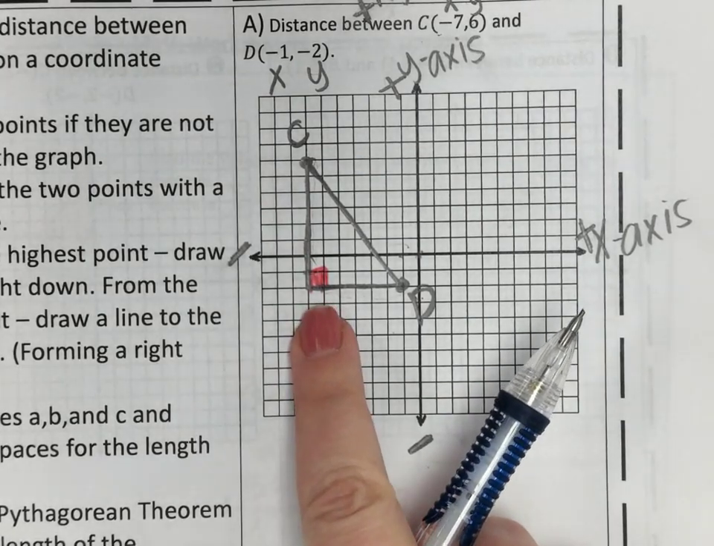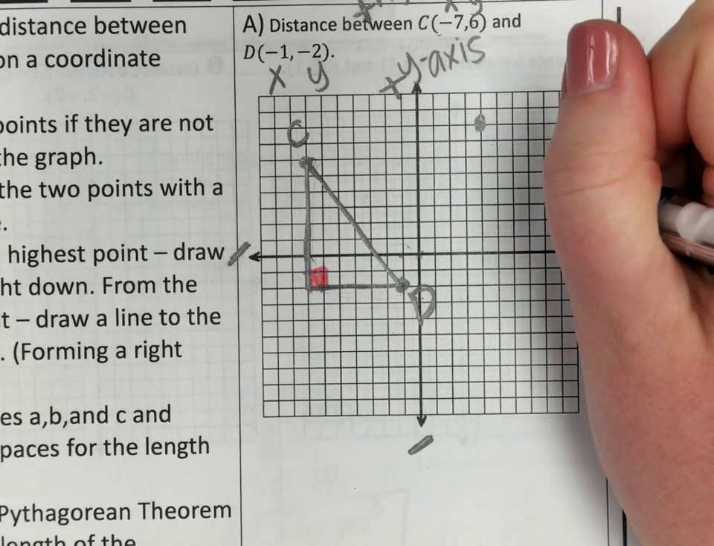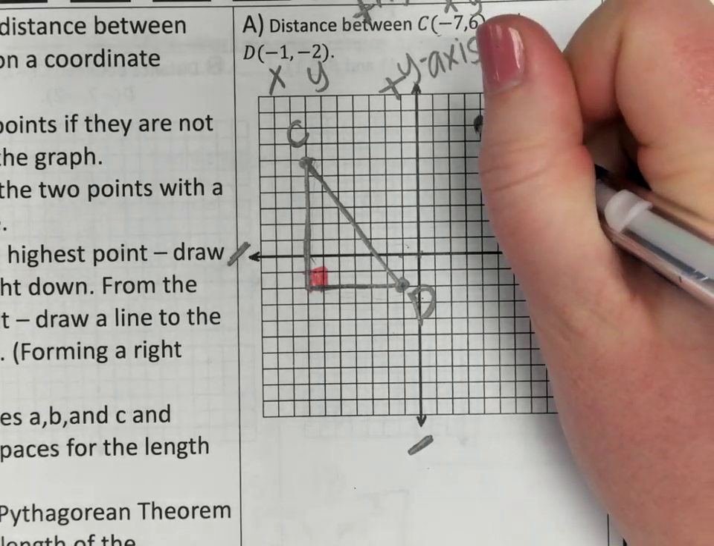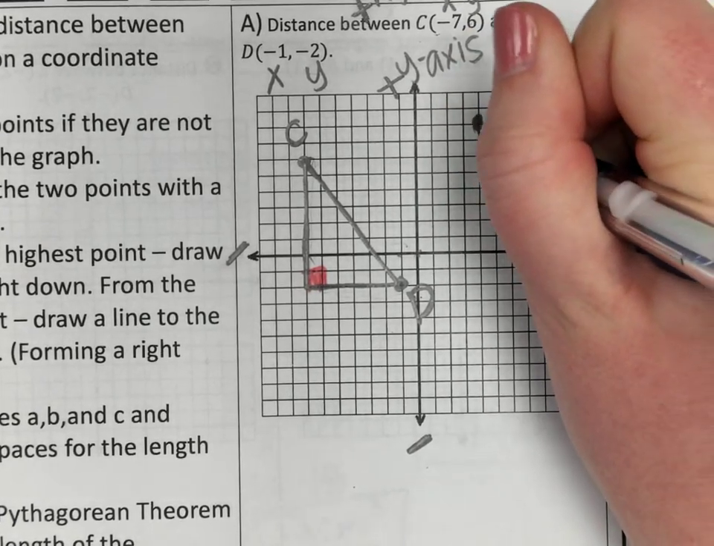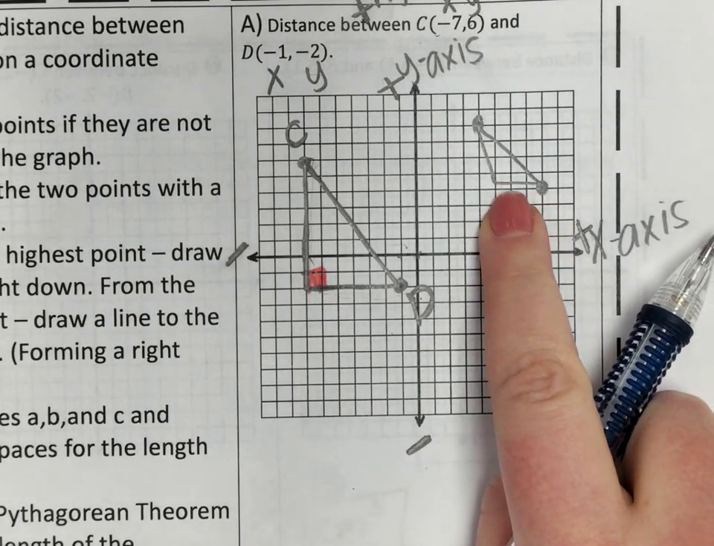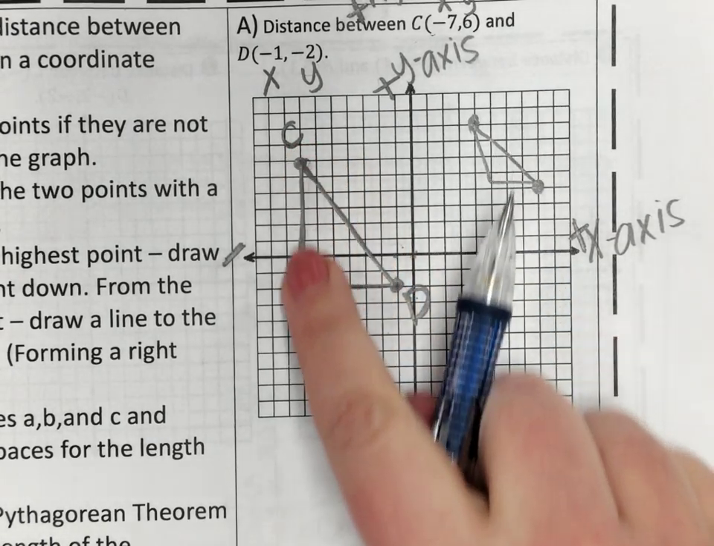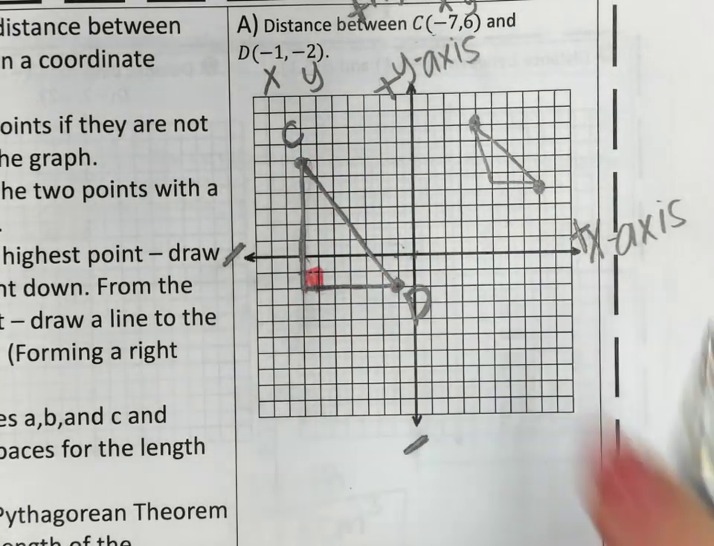I had people, even once I put this on my paper, still doing this right here. They go like this. Y'all, this is not a right triangle. This is an obtuse triangle. So we've got to make sure we're going straight down, straight over.